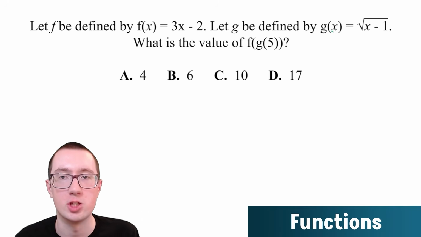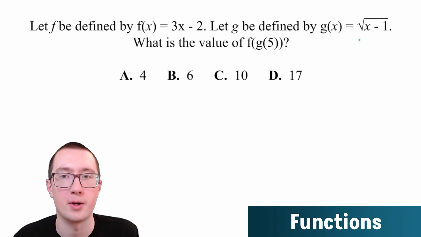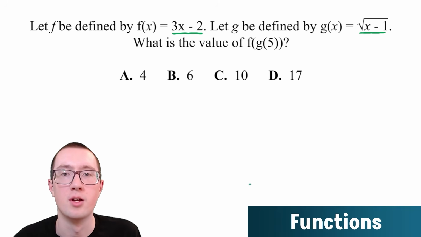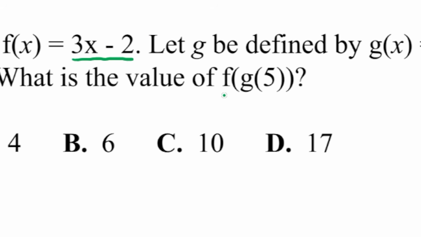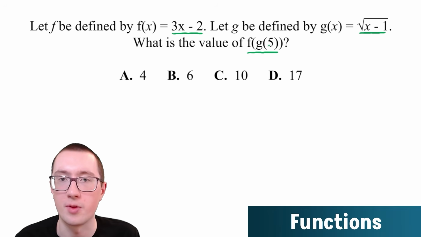We have f of x and g of x. Remember that f and g are not different in any way other than that you use them to show there are two different functions. So the first one is f of x equals 3x minus 2. The second one is g of x, which is the square root of x minus 1. But you'll notice it wants us to find f of g of 5. So the fancy term for this is a composite function, but you don't need to know that.